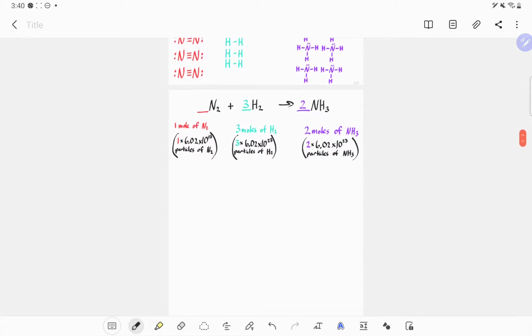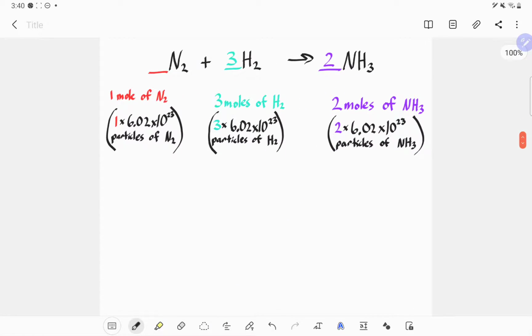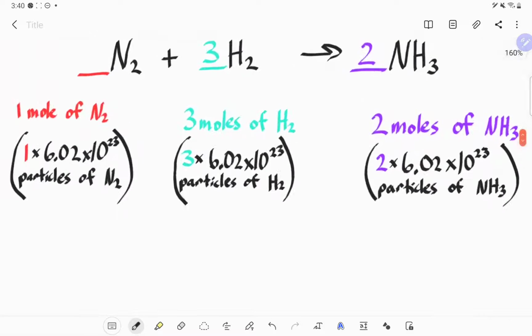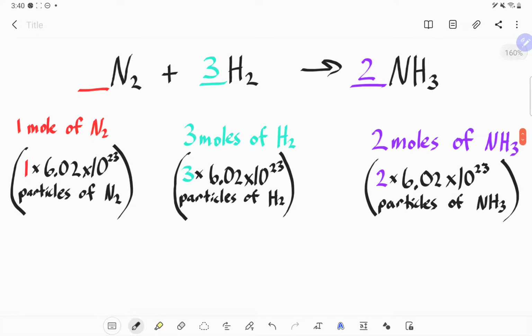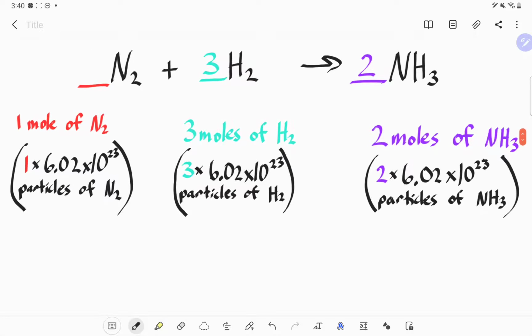Another much more common representation of what the coefficients represent is a mole. So here, since I have 1 N2, that could mean that I have 1 mole of N2. And then a 3 here represents that I have 3 moles of H2. And this 2 here could mean that I have 2 moles of NH3.